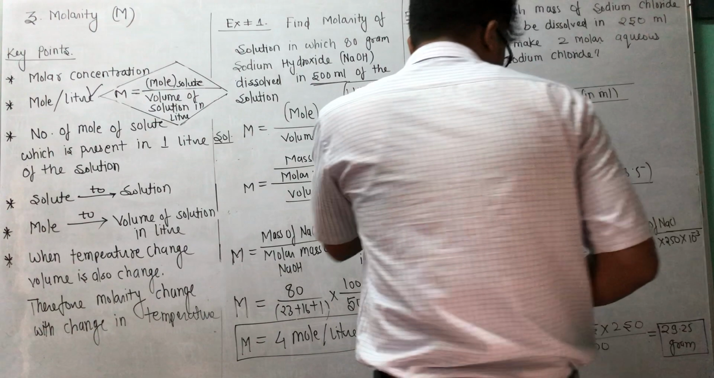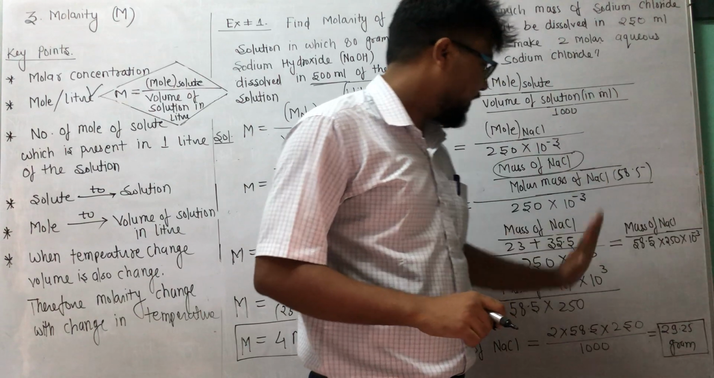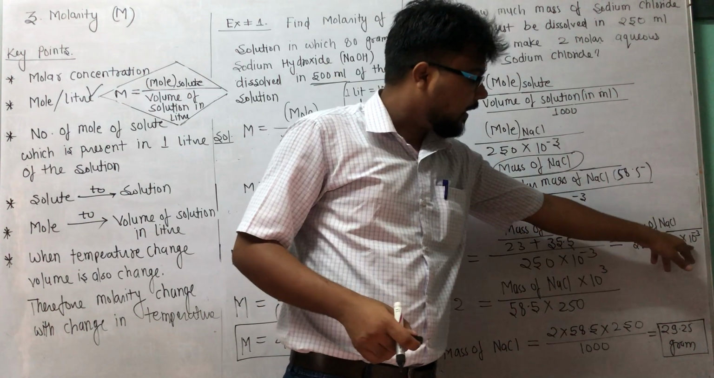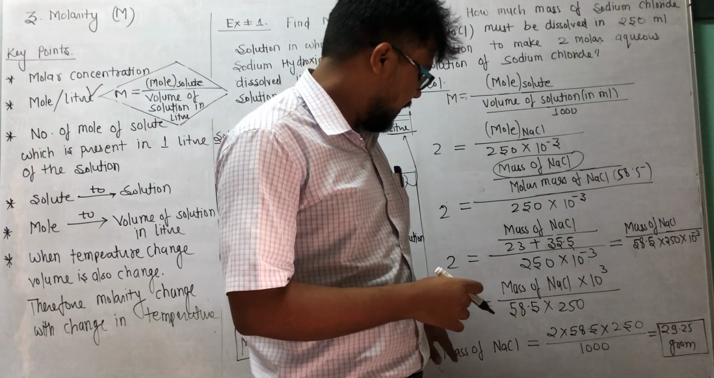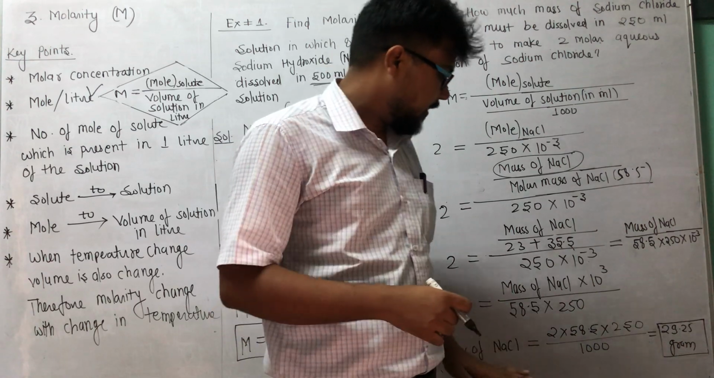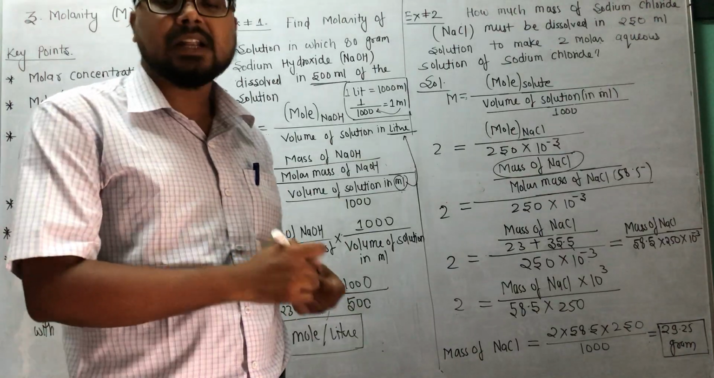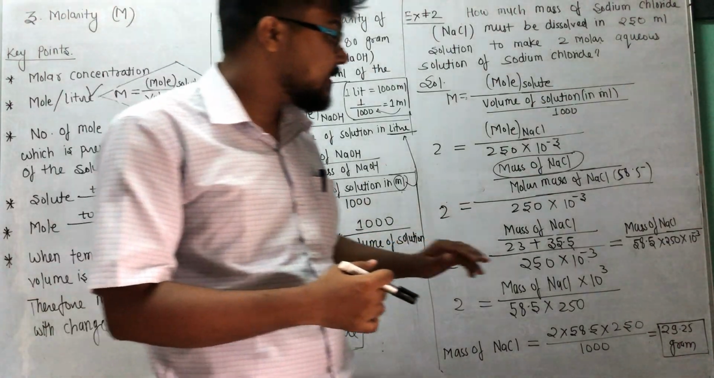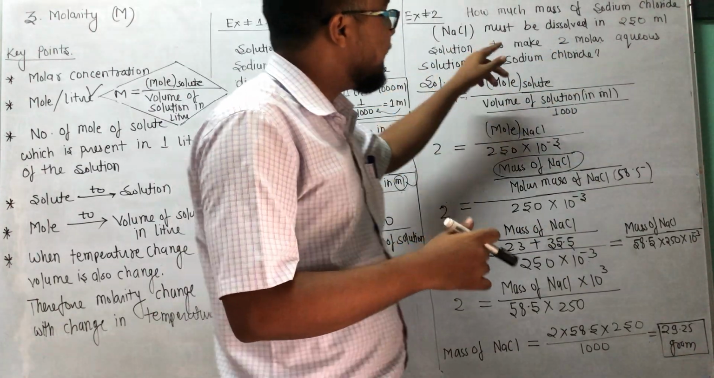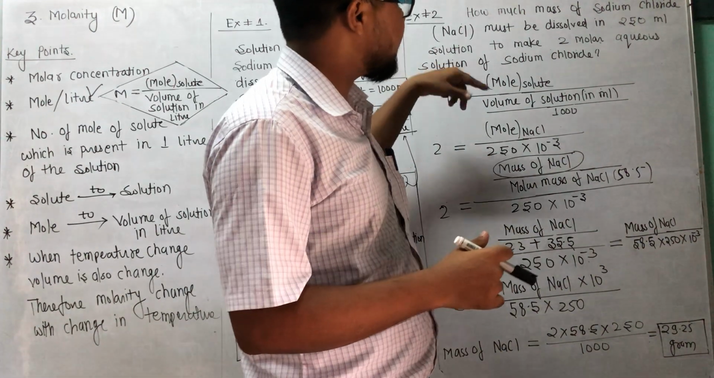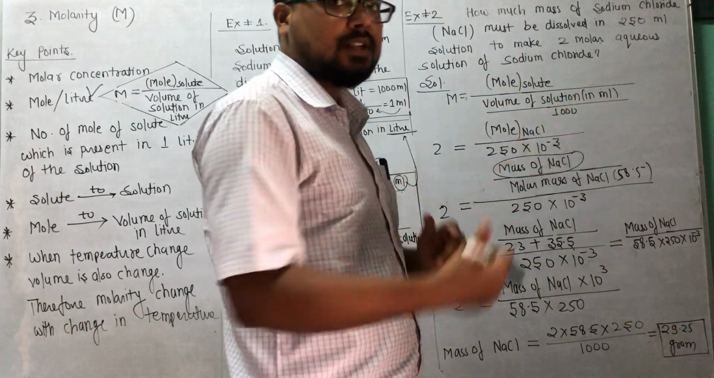So here, see, I can write mass of NaCl divided by 58.5 times 250 times 10 to the power minus 3, and it will move upside, then the sign will change, and by rearranging, I have to calculate mass of NaCl, so I will get the exact value of 29.25 gram. What is this 29.25 gram? It is nothing but this much amount of solute of sodium chloride. When I add it in 250 ml of water, I will get the solution of sodium chloride, that is a 2 molar aqueous solution.